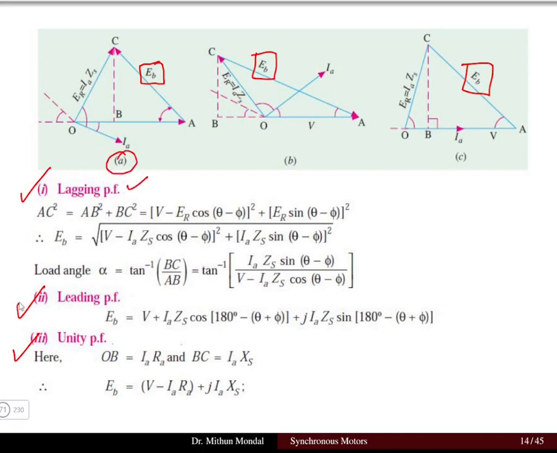So since it is a lagging power factor condition, the current will lag the voltage by an angle of phi. This is the power factor angle, and there will be an angle theta between the resultant EMF ER and the armature current IA. If we see the phasor diagram, we can obtain the value of EB from the right angle concept here.